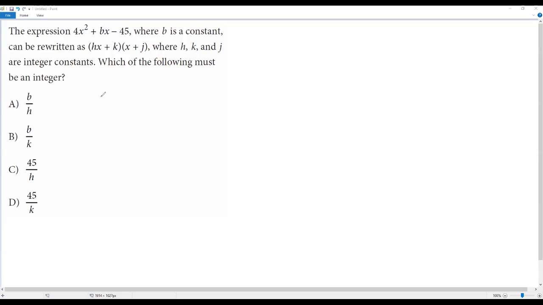Okay, so the quadratic expression 4x² + bx − 45 can be written in factored form. That is, it must be equal to (hx + k)(x + j). Since the expression is written in factored form, when I multiply the second term of the first binomial, k, and the second term of the second binomial, j, it must equal the constant term in this expression, negative 45. That is, k times j equals −45.